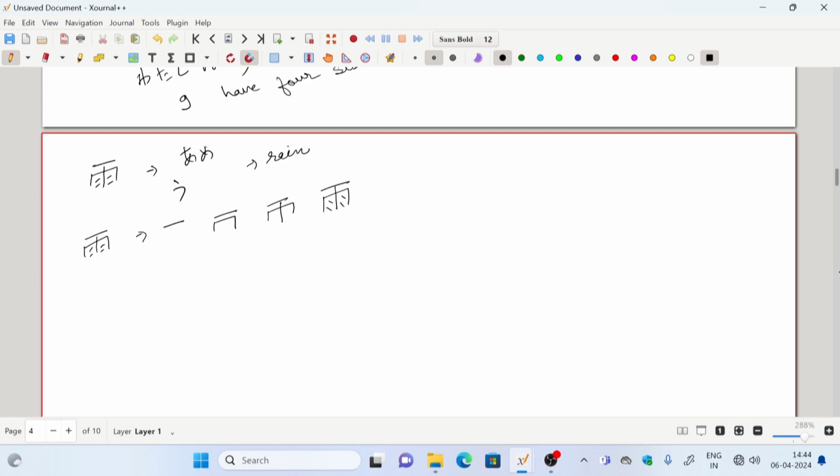So if we say it rained the whole day today, or it was raining whole day. So the whole day will be ichi, nichi, ju, ame ga futte imashita.